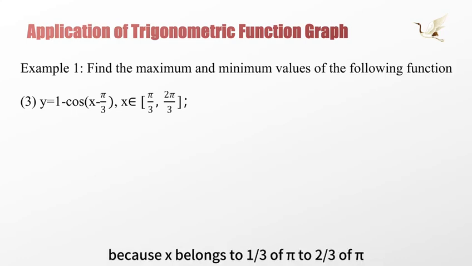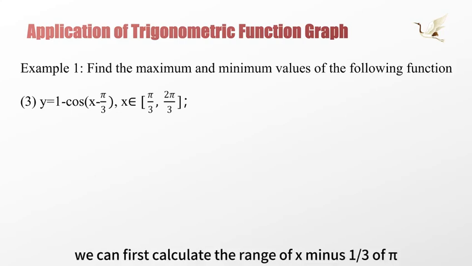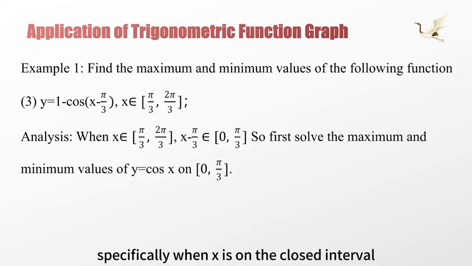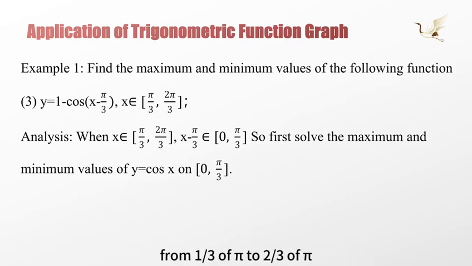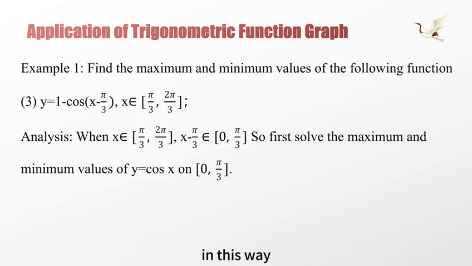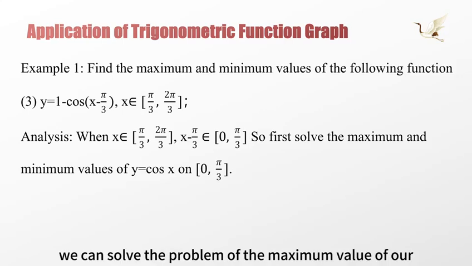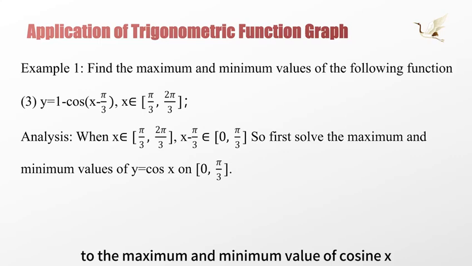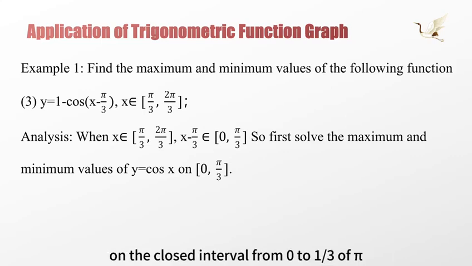Because x belongs to 1/3 of pi to 2/3 of pi, we can first calculate the range of x minus 1/3 of pi. Specifically, when x is on the closed interval from 1/3 of pi to 2/3 of pi, the range of x minus 1/3 of pi becomes 0 to 1/3 of pi. In this way, we can solve the problem of the maximum value of our function by equivalently converting y to the maximum and minimum value of cosine x on the closed interval from 0 to 1/3 of pi.